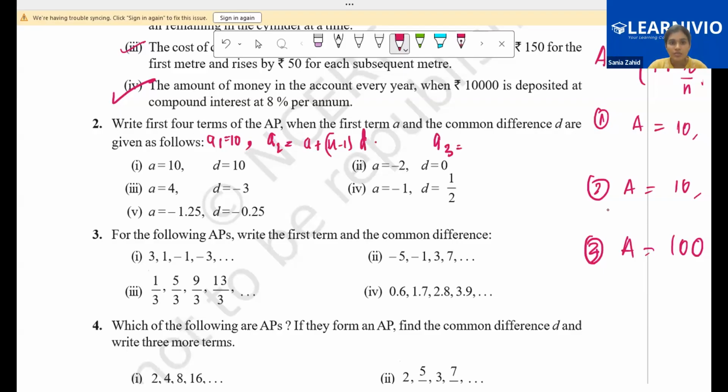Write first four terms. So this way you write the first four terms now. Just use the formula and write the first four terms. The first question you'll be able to do, I know. You do third one, do second one, and do fourth one. Then fifth you will do together.